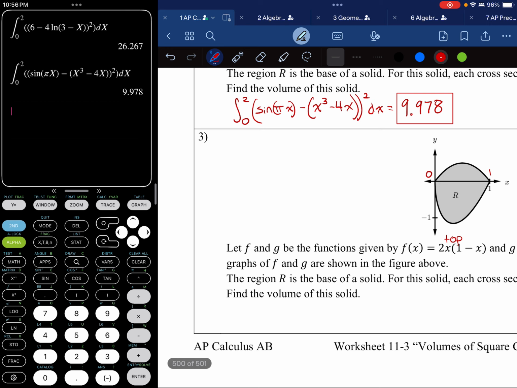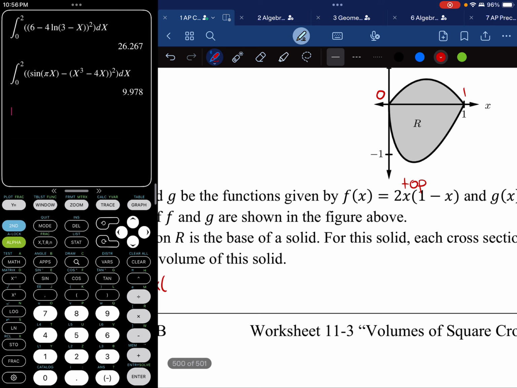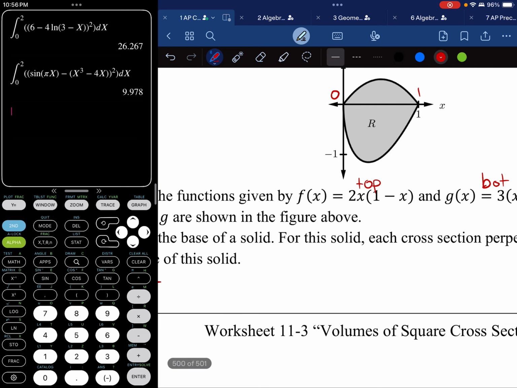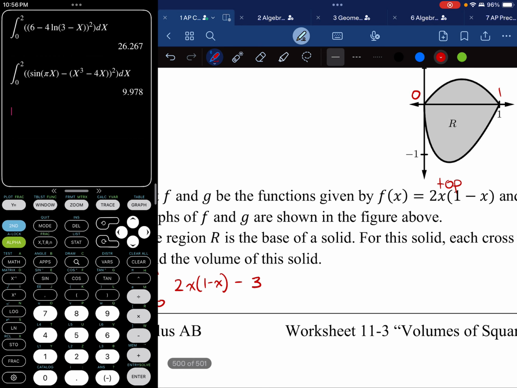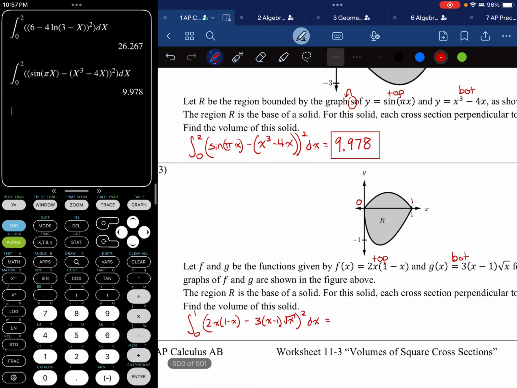So the volume of that solid is going to be the integral from 0 to 1 of our top, which is this 2x times the quantity of 1 minus x minus x. Okay, this stuff is all being multiplied, so I don't need extra parentheses here. Minus, and then this stuff is also being multiplied, so it's going to be 3 times x minus 1 times the square root of x, all being multiplied, and this entire quantity needs to be squared with a dx. So that's what I'm going to write or type into my calculator.